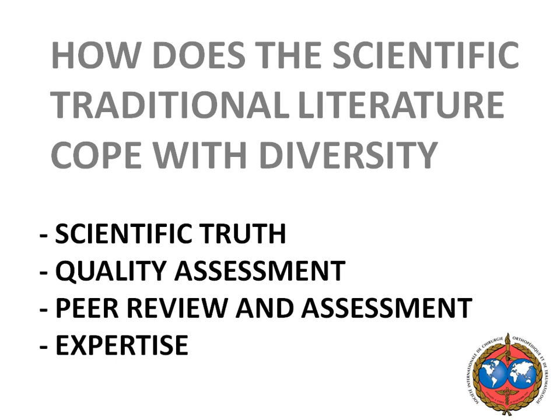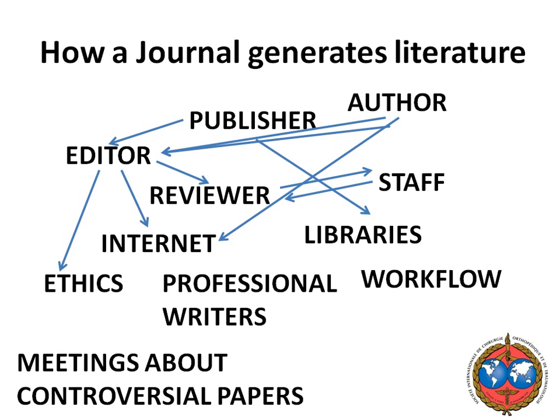This assessment must be made by the editor on one hand, and by the peer review process on the other hand. Both of these assessments are what we call expertise. And the algorithm for generating literature is kind of complicated, because the author sends the paper to the editor. The editor is in relation with the publisher. They have reviewers. They work with a staff, and they all are connected to the internet. They use libraries. They have to be aware of professional ethics. They have to be aware that somewhere out there are professional writers that can act like ghostwriters, either for helping authors or sometimes to help the editors, and all this happens in a big workflow.